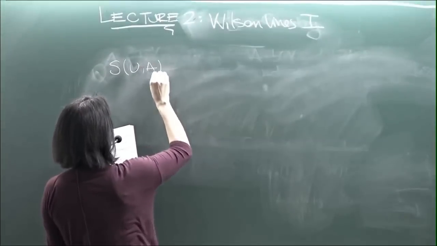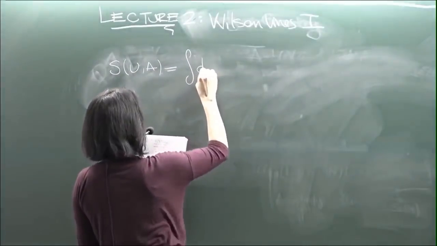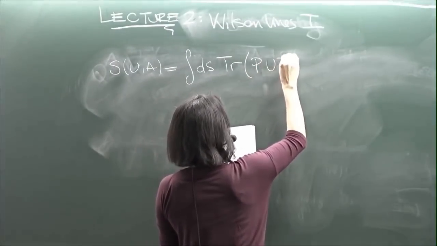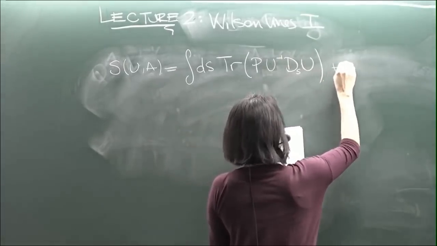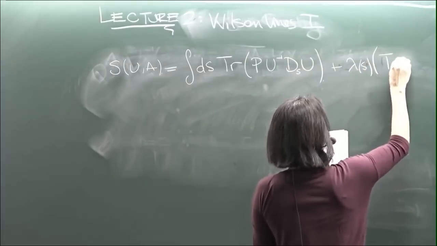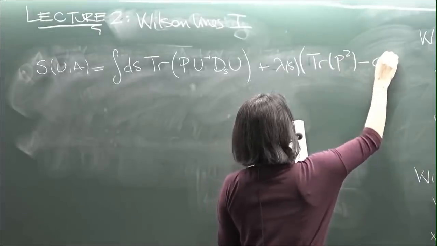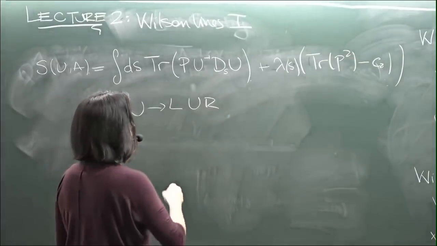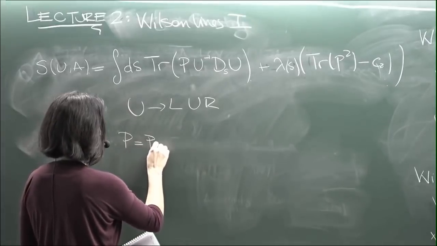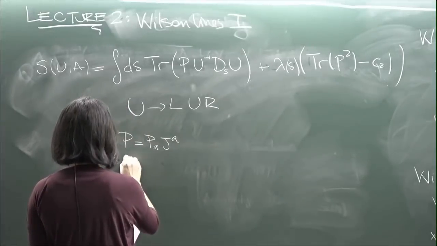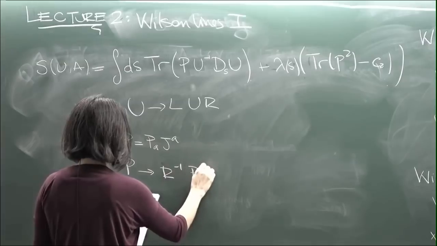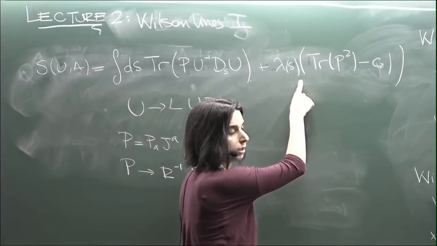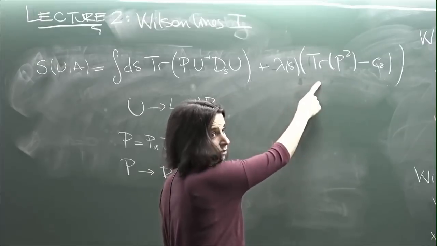I'll write down the whole thing, not doing the splitting between the two parts. It's easier to see what's going on in a first order formalism. So U, as I said, is some bifundamental that transforms under L and R. P is an element of the algebra, and it transforms only under R. What I'm doing here is imposing a Lagrange multiplier that tells me the trace of P squared is C2. This is what fixes the Casimir.